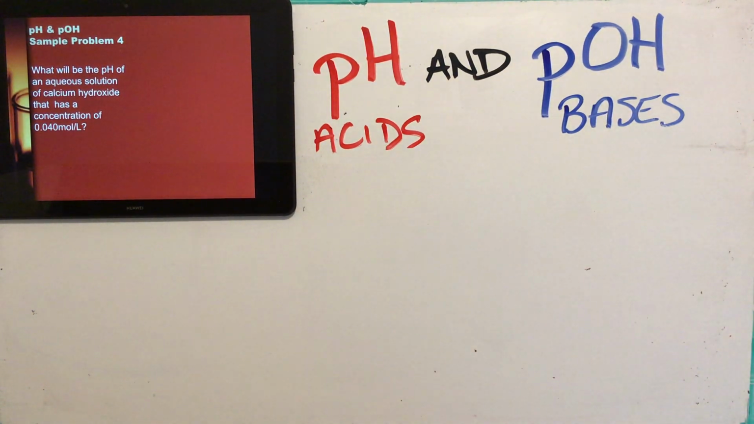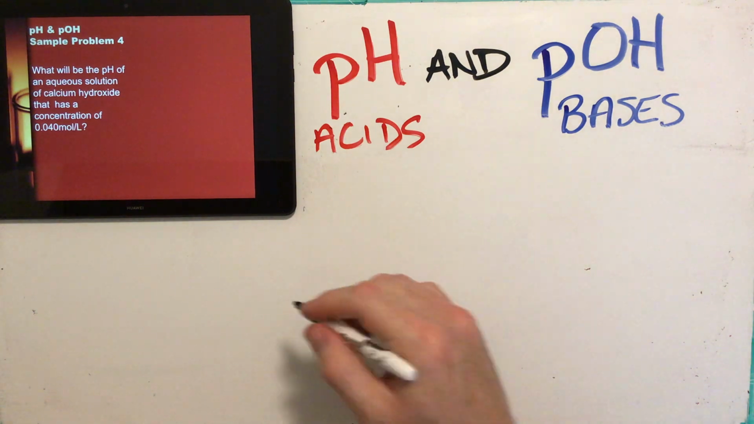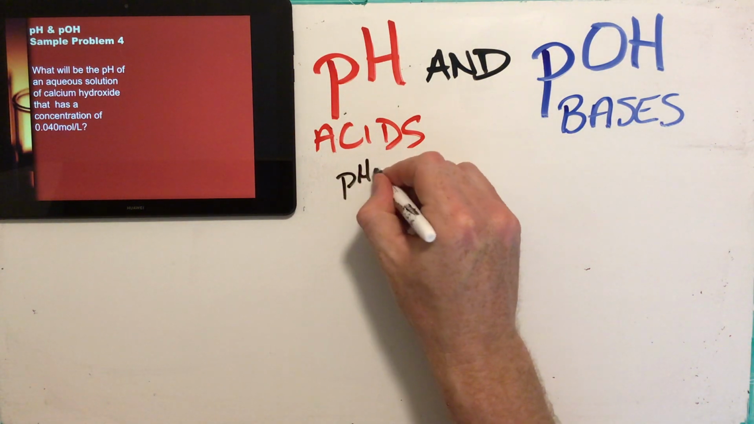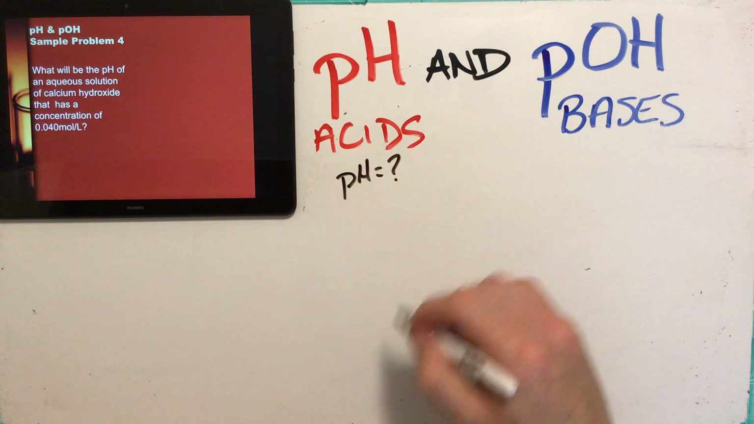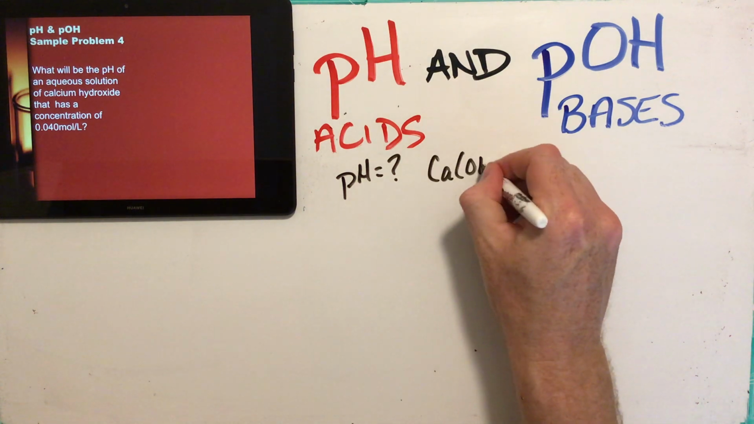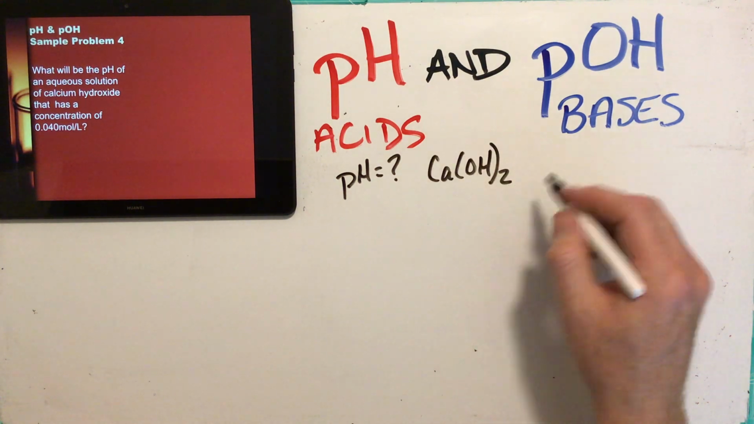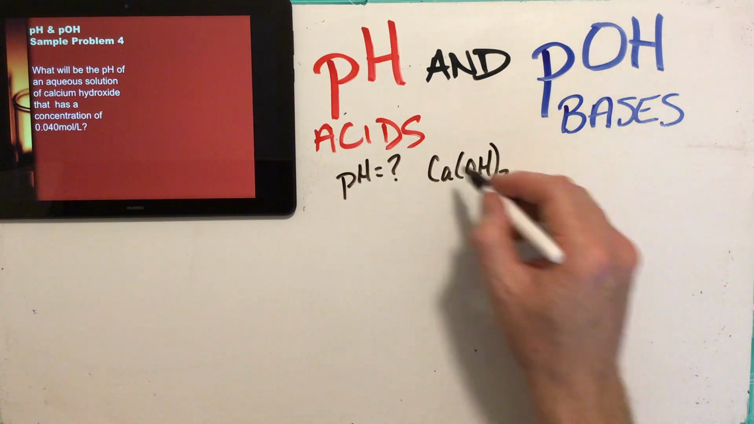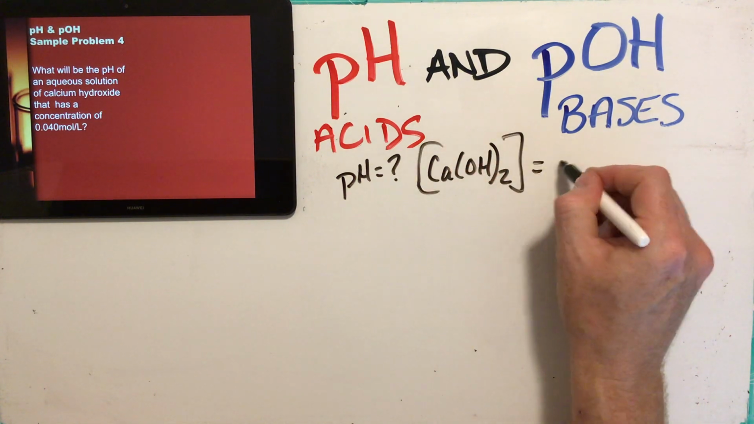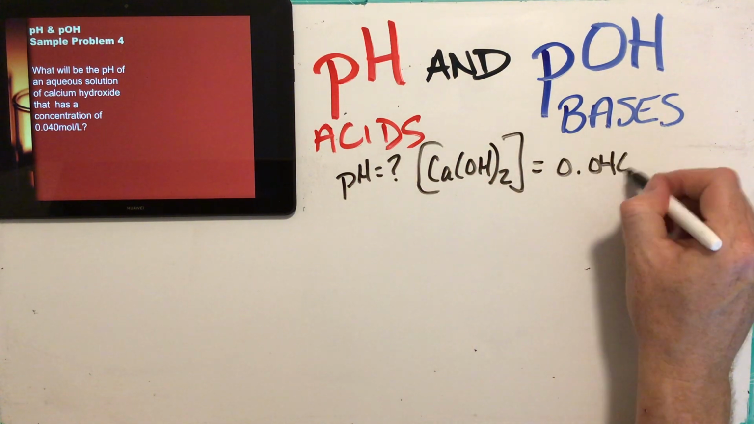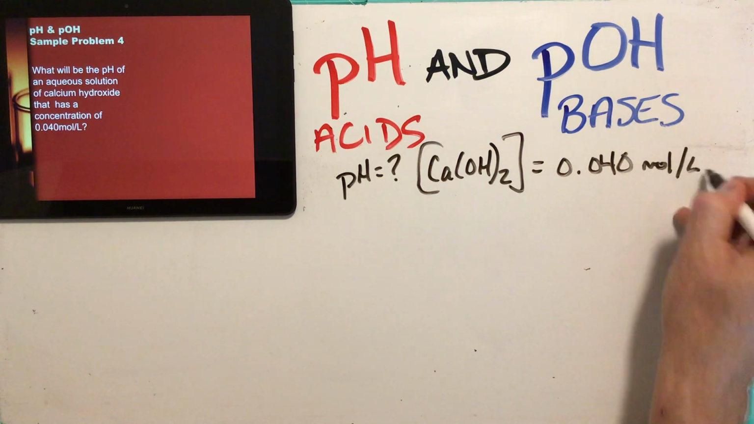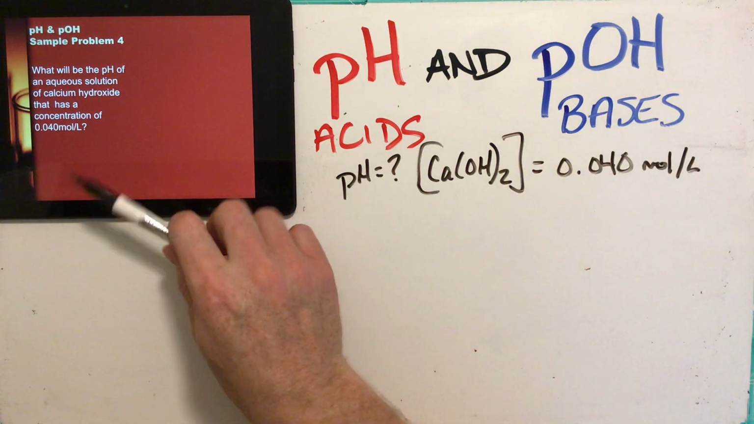All right, our last problem. It says, what is the pH of an aqueous solution of calcium hydroxide that has a concentration of 0.04 moles per liter? Now, notice the wording on this.